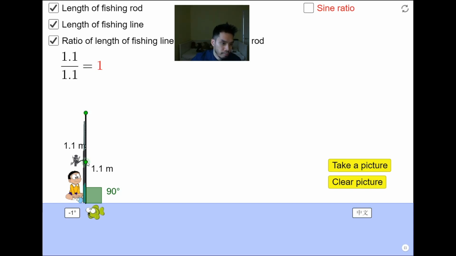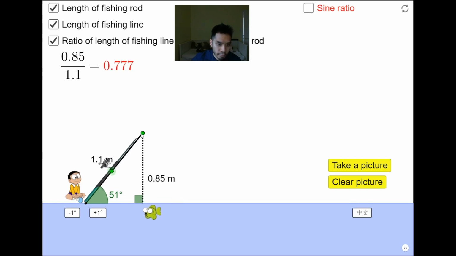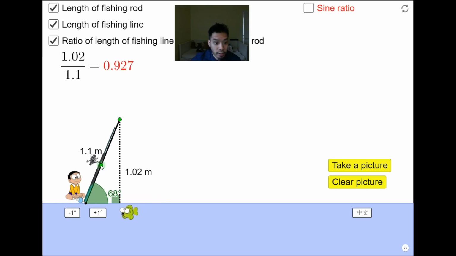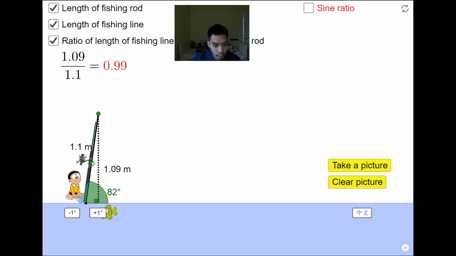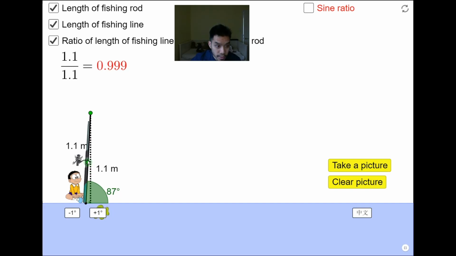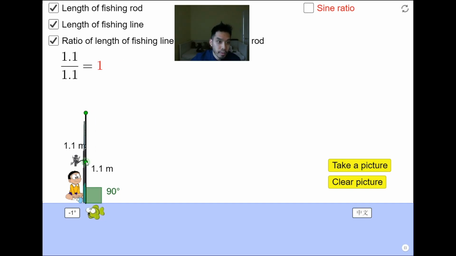If I have 1.1 as my fishing rod, see how the fishing line is getting longer and longer? It has to be longer and longer in order to reach the water there, right? And it's going to have to get closer and closer to it. And for it to reach the water, it's going to have to be the exact same length at 90 degrees, which is why it's 1.